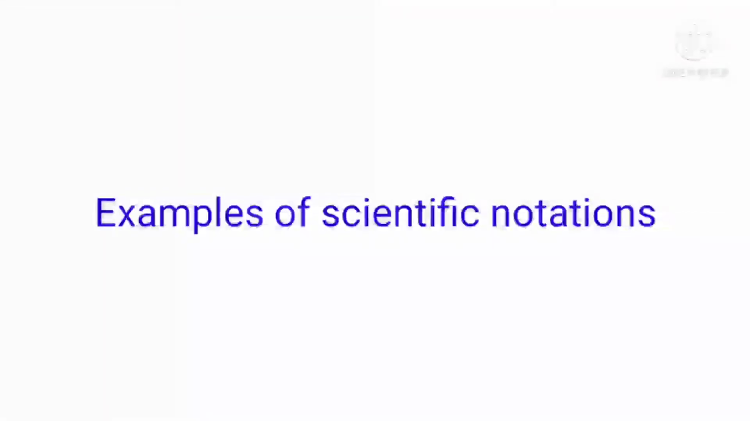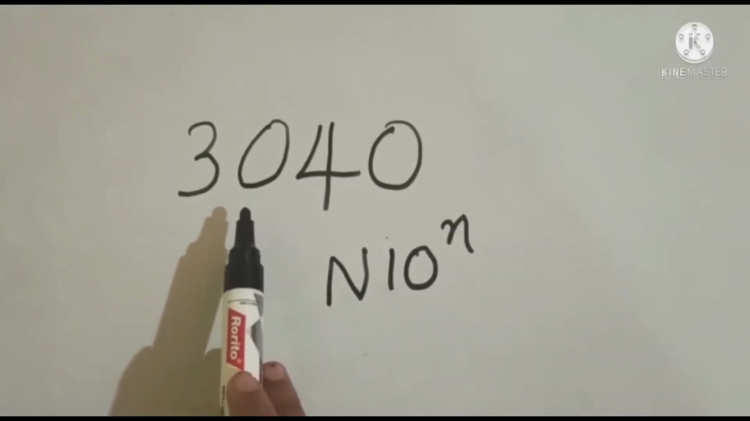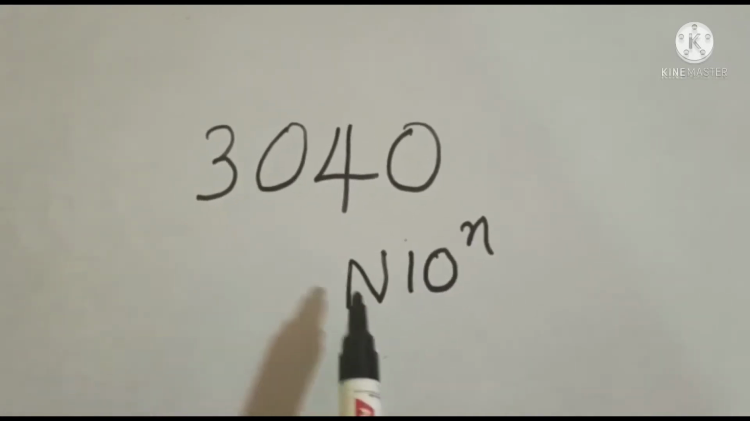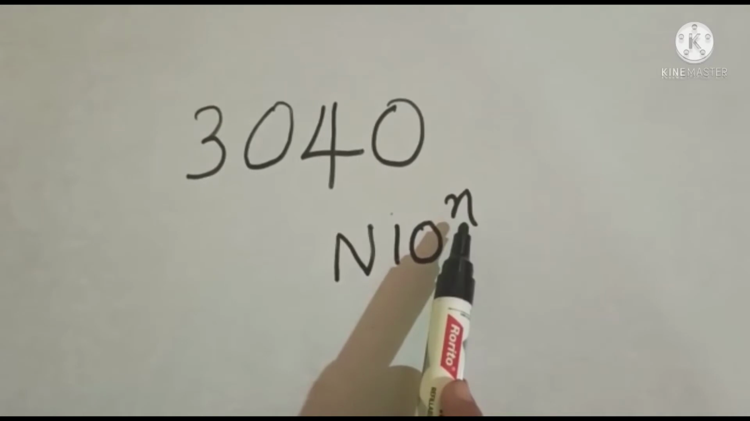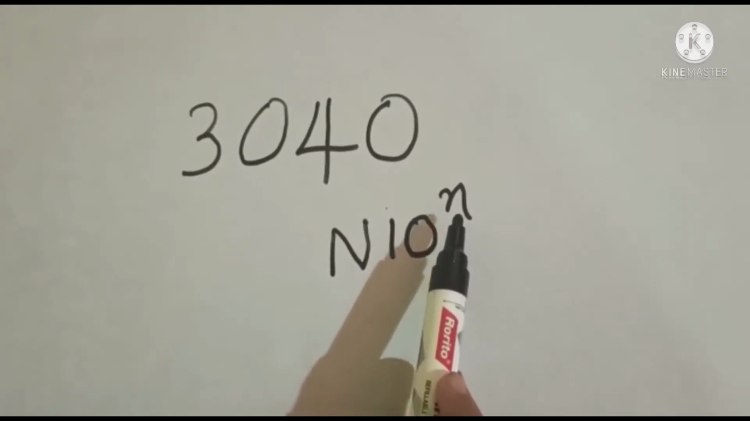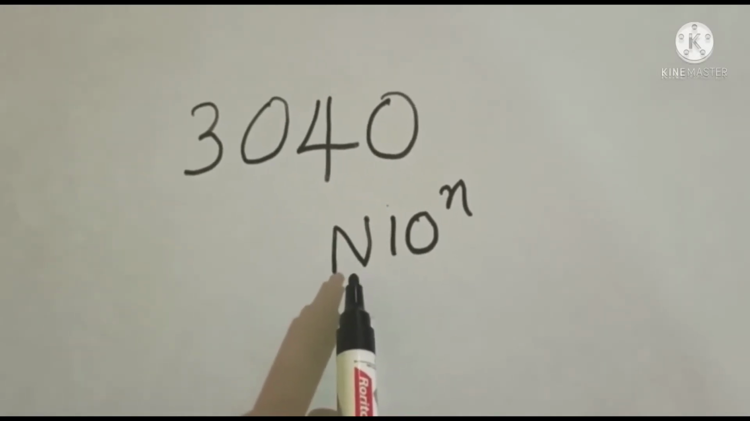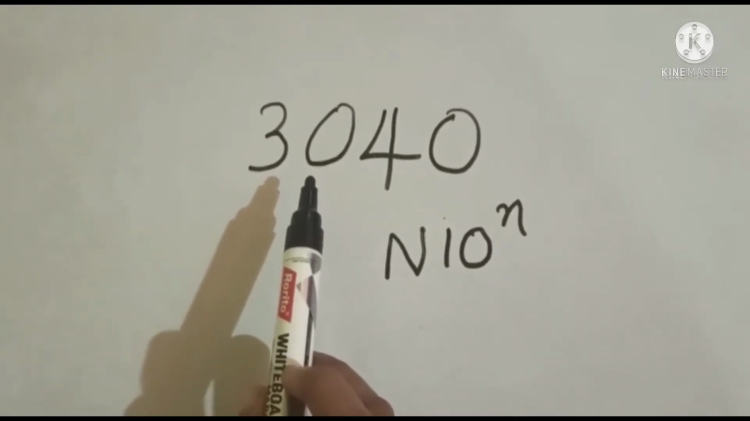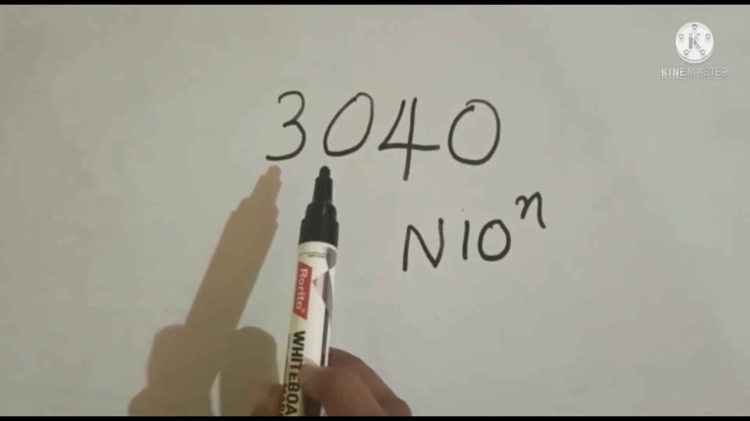Let's do some examples for scientific notation. This number is given in standard form. We have to convert it into scientific notation. How can we represent a scientific notation? N into 10 to the power of small letter n, where small letter n is the exponent. It may be positive or negative. And capital letter N is the coefficient. In scientific notation, only one non-zero digit goes before the decimal and the rest of the number is put after the decimal.